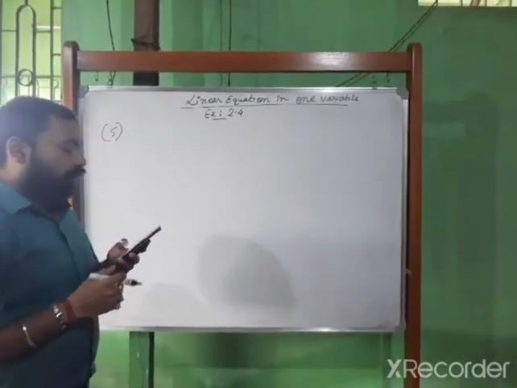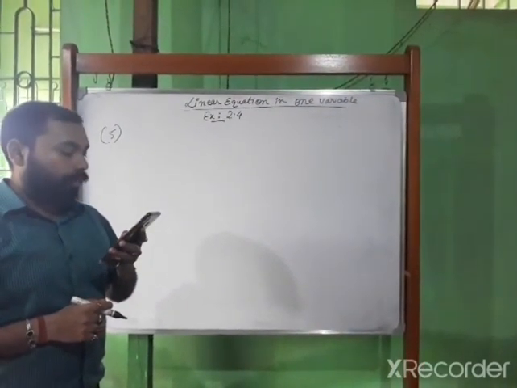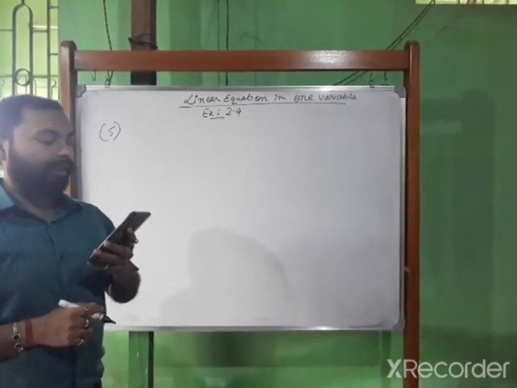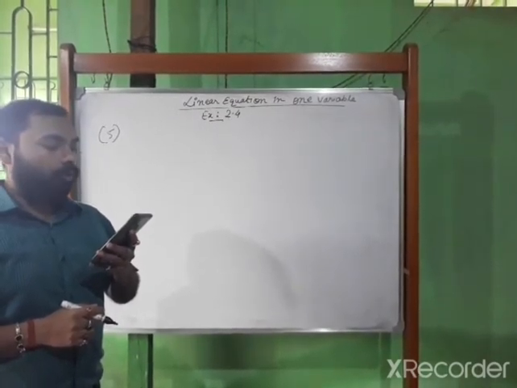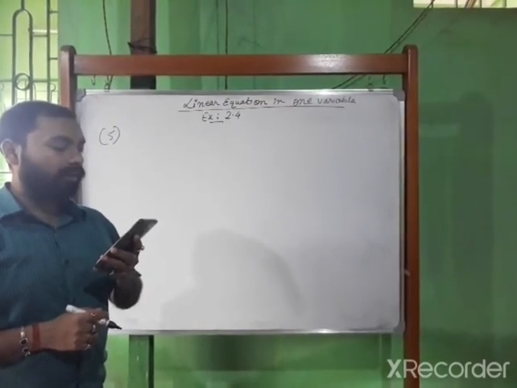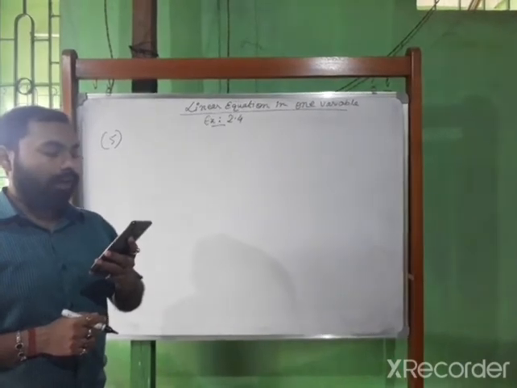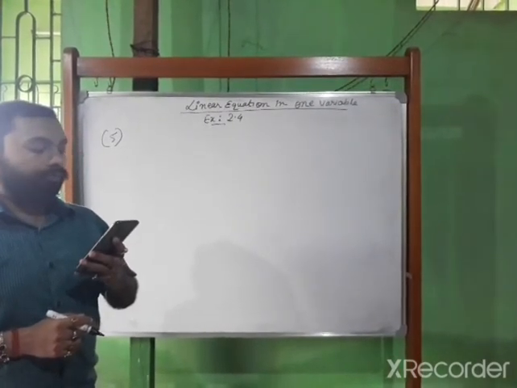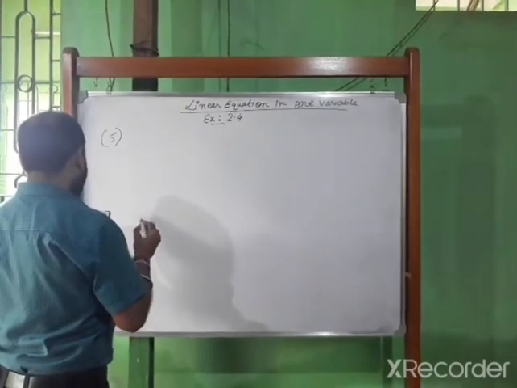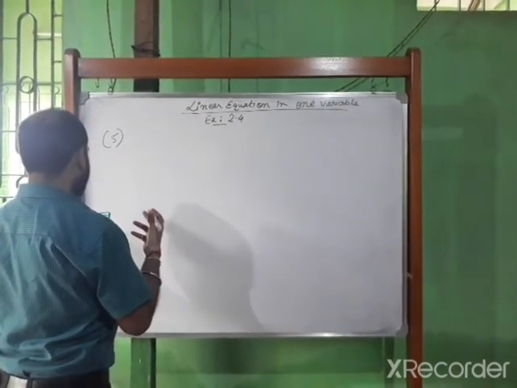Okay, so the next question, number 5. Shabu's mother's present age is 6 times Shabu's present age. Shabu's age 5 years from now will be 1/3 of his mother's present age. What are their present ages? Already in the first statement it is given that Shabu's mother's present age is 6 times Shabu's present age.